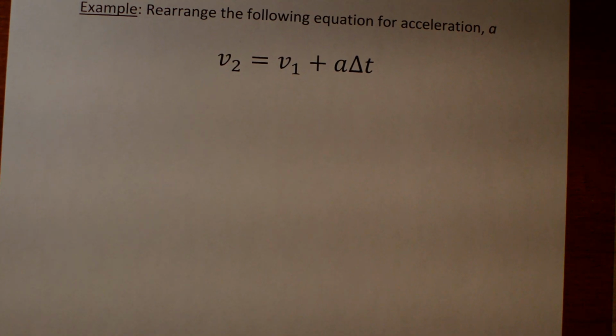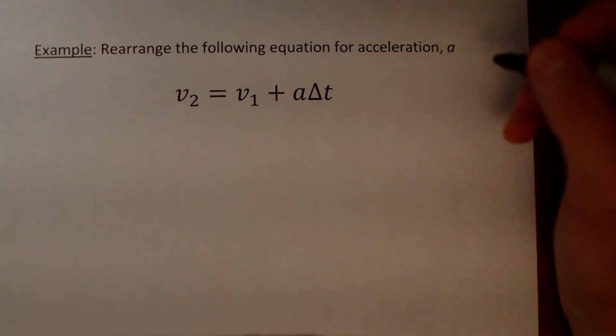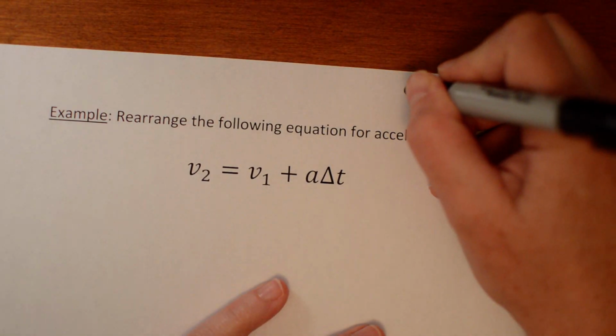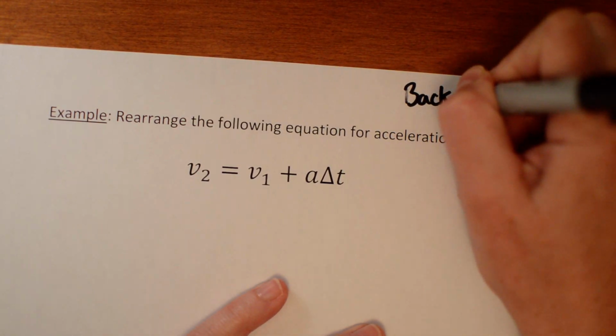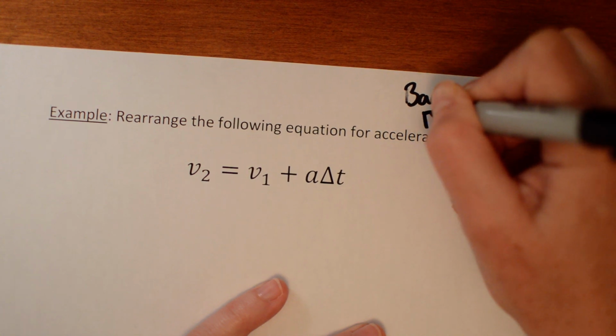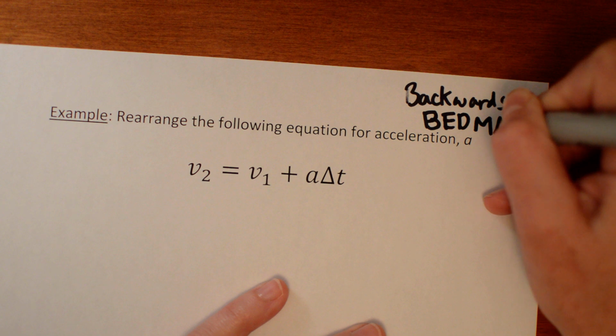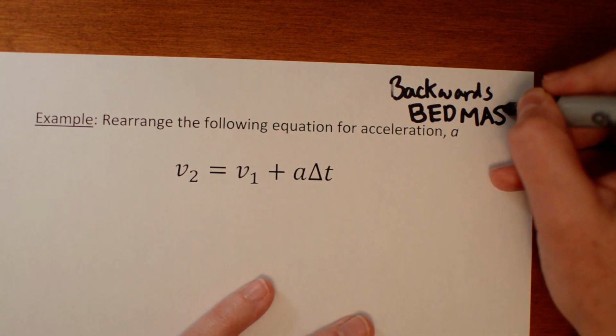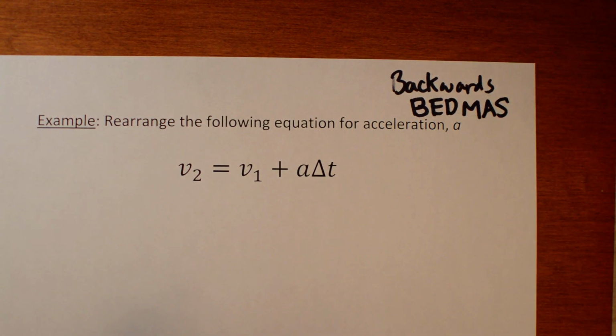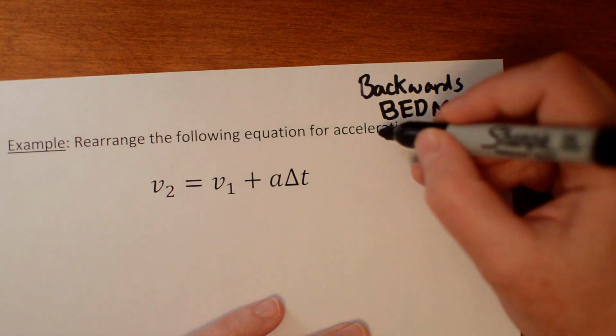When I rearrange equations, I like to use a tool that I would call backwards BEDMAS. You actually don't have to do it this way. There are many ways to rearrange equations. But I find the easiest way to do it, where you make the fewest mistakes, is by thinking about backwards BEDMAS. BEDMAS you're really familiar with, that's your order of operations.